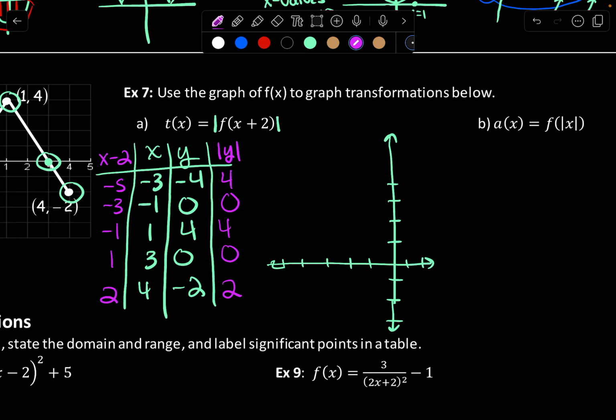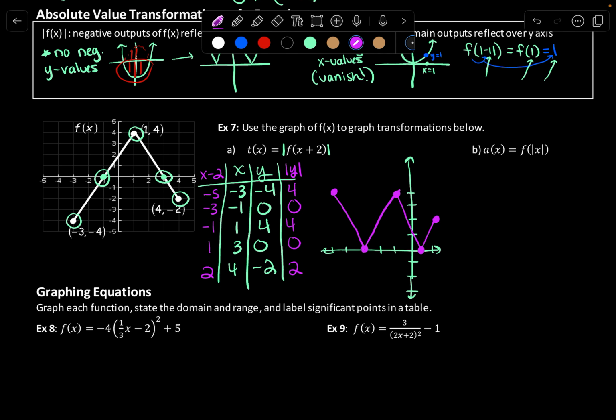Okay, so graphing this, the first point is -5, +4, which is going to be over here. -3, 0, that's our x-intercept. Go ahead and connect those. -1, 4. We have 1, 0, and then 2, 2. And there we go. So now if we look at this, all we did was flip up the tail. It went up this way. We also flipped up this tail, and it went this way. But it helped to have the x-intercepts in there so that we can connect the line segments correctly.